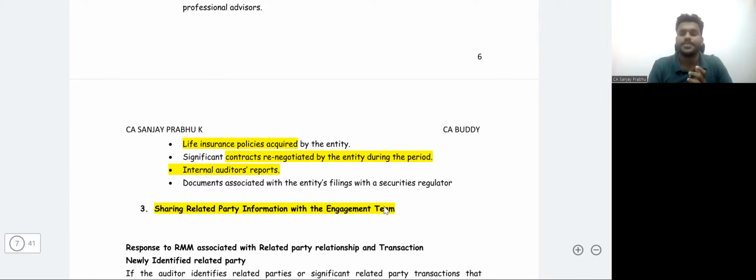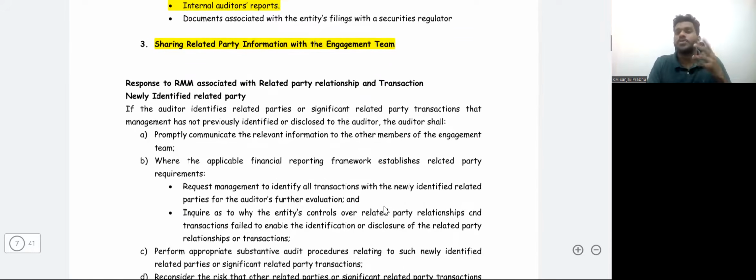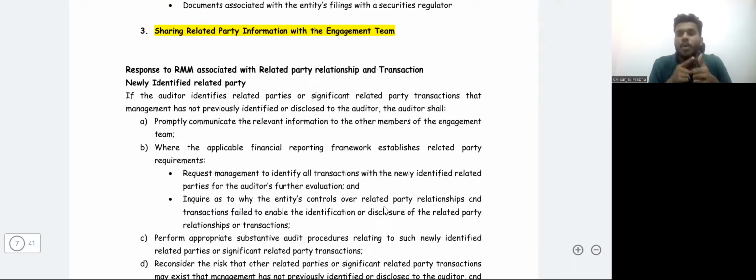Agree to this? Yes. Now we have to learn 2 small topics, responses to RMM. Here, first topic is when an auditor identifies newly identified related party. Second, what should an auditor do when he identifies a transaction which is outside the normal course of business? Okay. First of all, let's discuss newly identified related party. Okay. Yes. So what do you mean by newly identified related party?